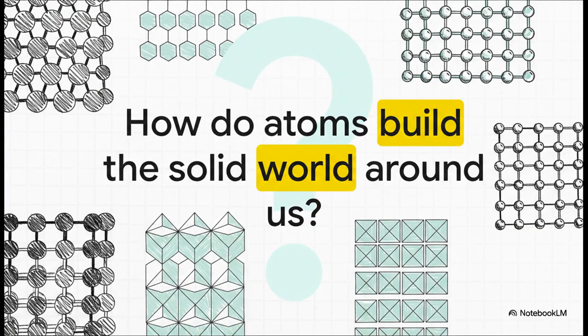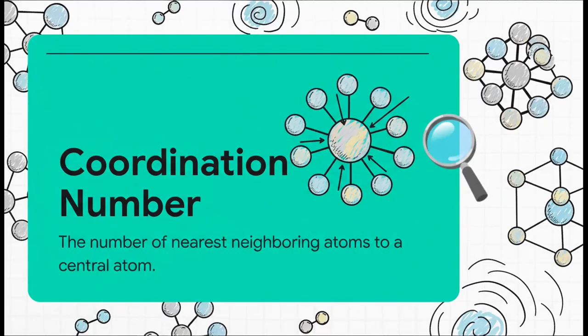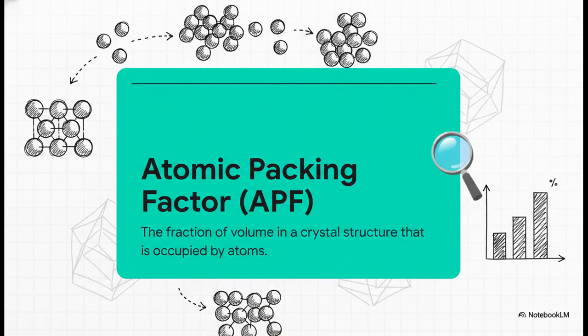So, how do atoms build everything? Turns out it's not random. They use repeating crystal structures. To get this, we start with a basic building block, what we call the unit cell. Next, we count an atom's closest neighbors. This is its coordination number. And finally, we measure packing efficiency using the atomic packing factor, or APF.